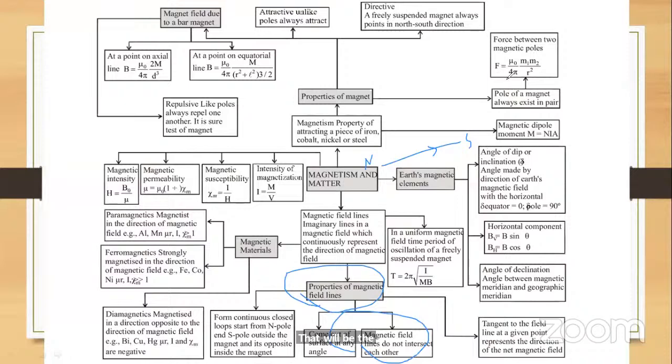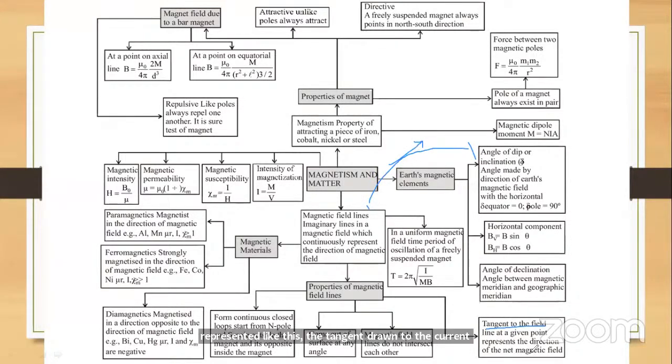And another property is there. If there is a north pole and a south pole, and the magnetic field lines are represented as curved lines, the tangent drawn to the curved line gives the direction of the magnetic field. Clear, students? I hope you understood that one.